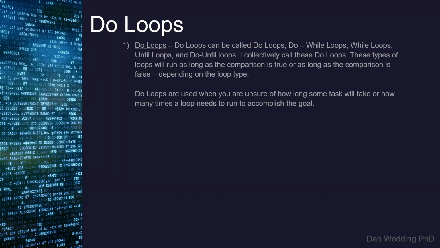Do loops can be called do loops, do while loops, until loops, and do until loops. I collectively call these do loops. These types of loops will run as long as the comparison is true or as long as the comparison is false, depending on the loop type. Do loops are used when you are unsure of how long some task will take or how many times a loop needs to run to accomplish the goal.